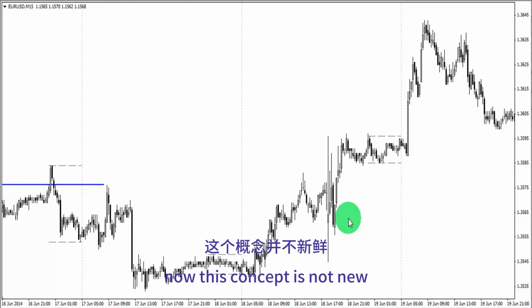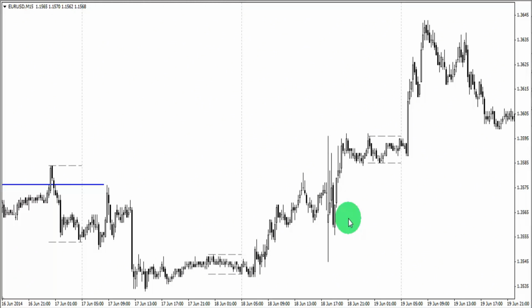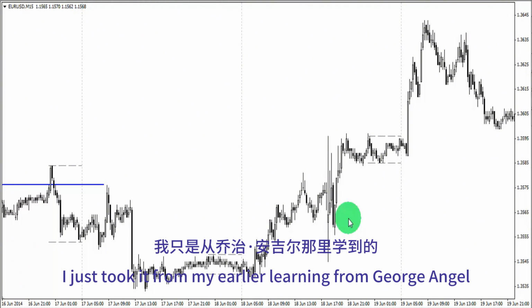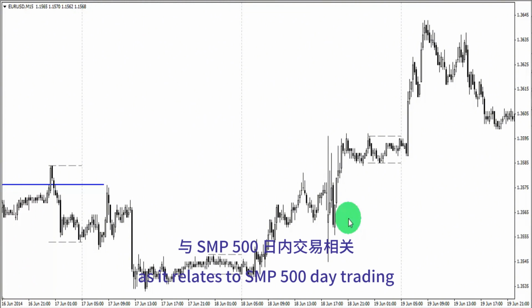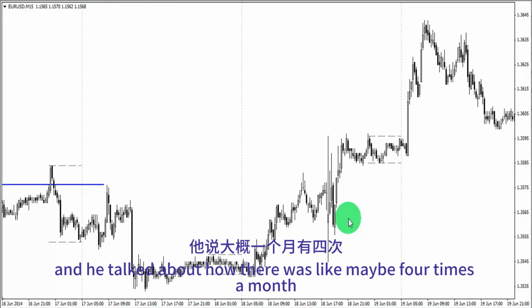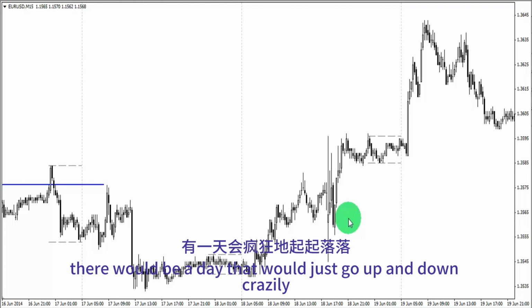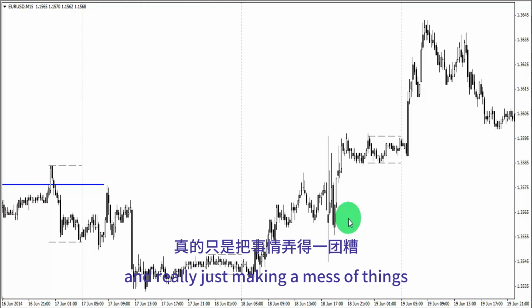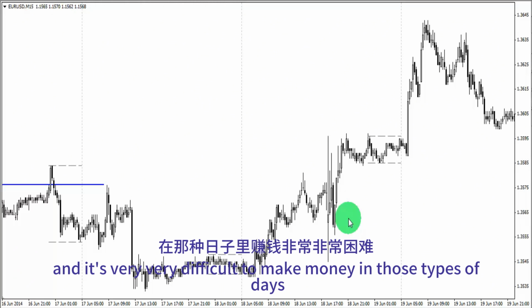Now, this concept is not new. It's not something I created, and I didn't even author it. I just took it from my earlier learning from George Angel as it relates to S&P 500 day trading. And he talked about how maybe 4 times a month there would be a day that would just go up and down crazily, taking out previous highs and previous lows intraday and really just making a mess of things. And it's very, very difficult to make money in those types of days.